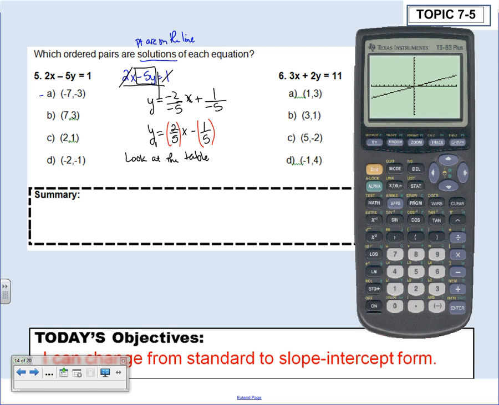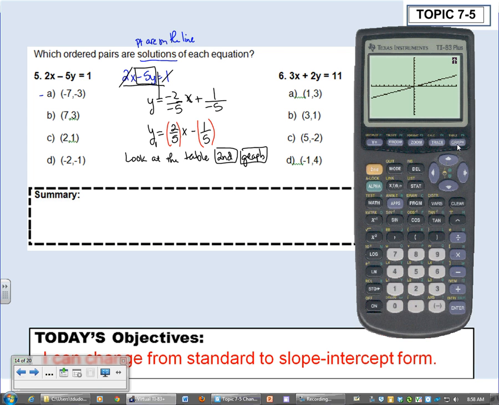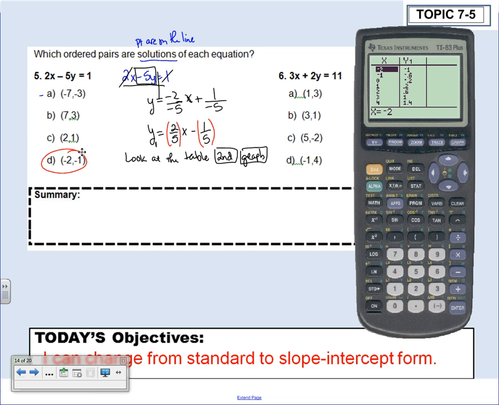The way we look at the table is we hit the second button and then graph, because when you hit the second button, you're saying, I want to use what is above the graph button. So second and then graph, we bring up our table. We're going to check if the numbers I have in my table match any of the numbers that are listed here. So the first one that comes up is -2, -1. And sure enough, we have -2, -1 as one of the possible answer choices.